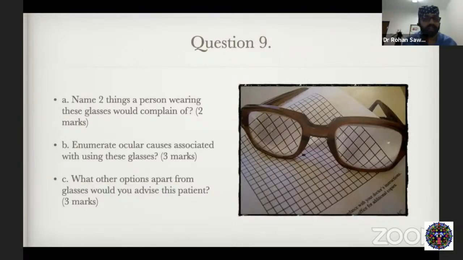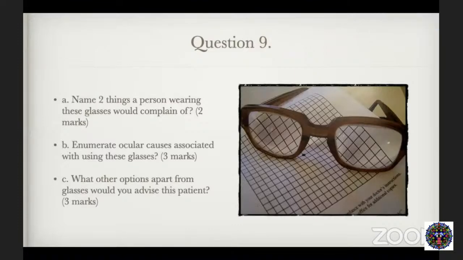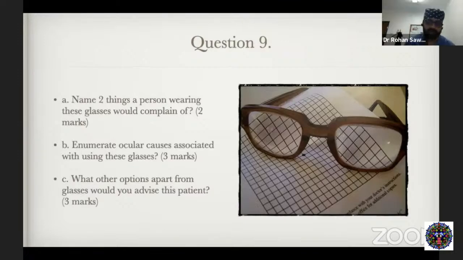Anyway, never mind. Now, what are the other options apart from glasses? Yeah, good. Marfans is a good answer. So, not every Marfans is treated surgically, remember. As long as the patient is comfortable and if he's using the aphakic portion of his dislocated lens and it's controlled with glasses, you need not operate a Marfans subluxated lens or dislocated lens anyway. What are the other options apart from glasses would you advise for this patient?